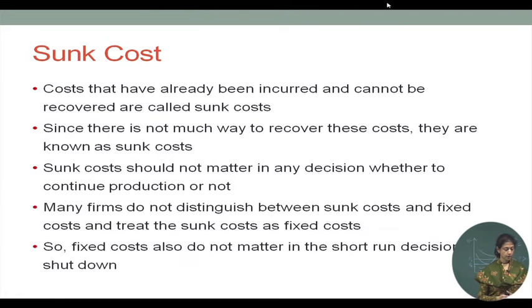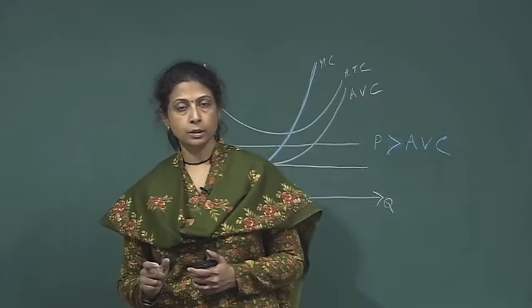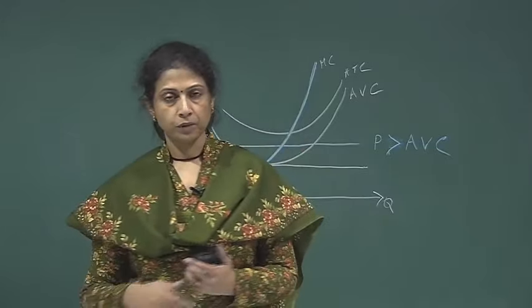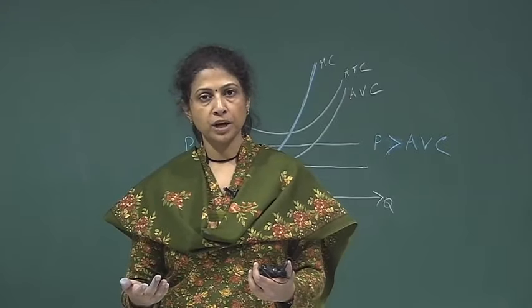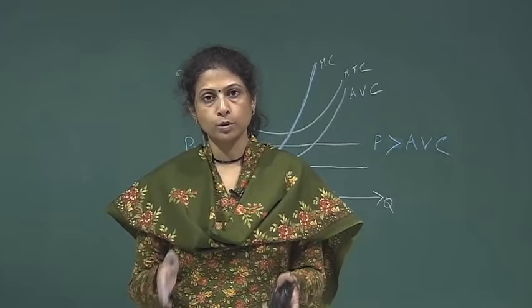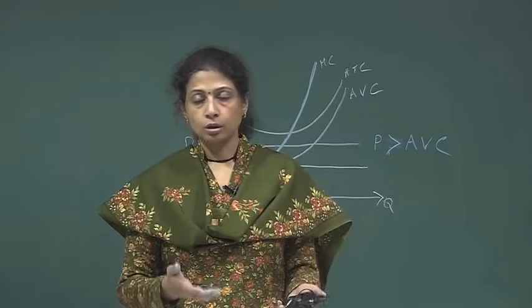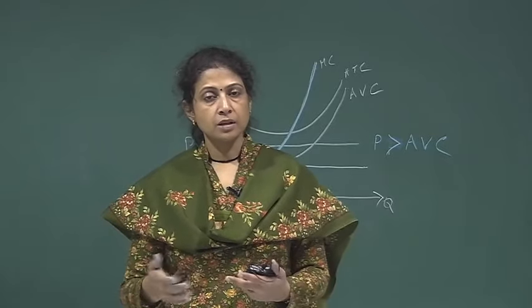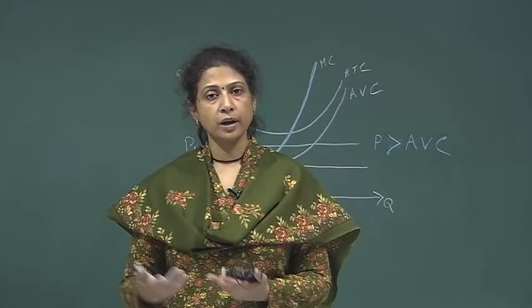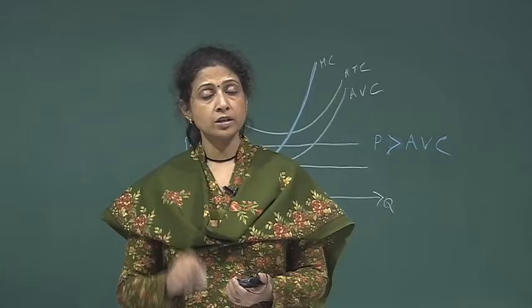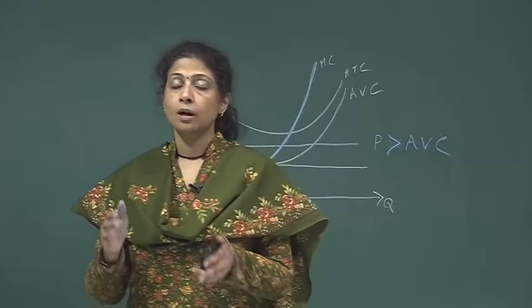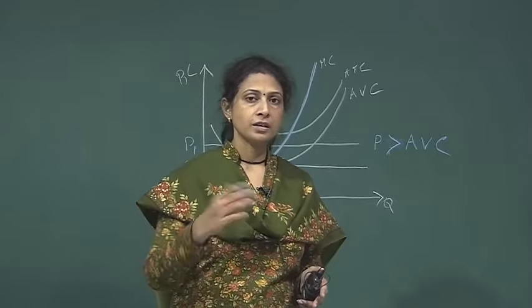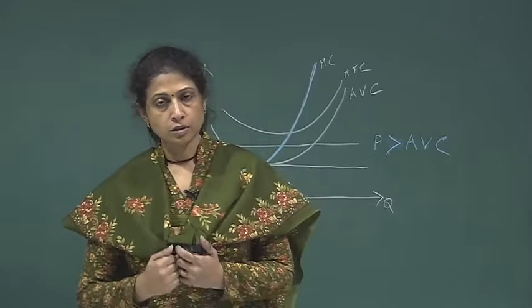So fixed costs also do not matter in the short run decisions to shut down, because fixed cost you have to pay in any case. Say, for example, the producer has rented a building to start his production, he has leased a property for 1 year, then he is stuck with that property for 1 year. Maybe his short run variable cost is not getting covered by the price prevalent in the market, but still he has to pay the rent for the property that he leased for that period of 1 year. So 1 year is the short run for which he is stuck with this fixed cost. But after 1 year, he can dispose of this fixed cost and come out of this situation.